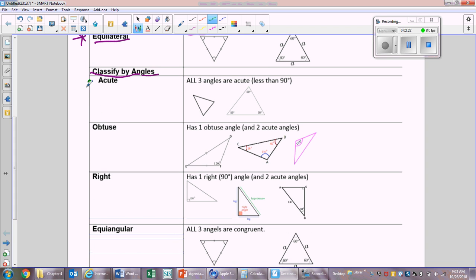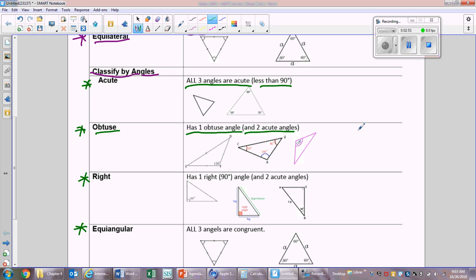Now there are 4 types here. One is acute, obtuse, right, which we went over before, and equiangular. Acute triangles have all 3 angles acute, not 2, not 1, but all of them are going to be less than 90 degrees. When it is obtuse, it has 1 obtuse angle and 2 acute angles.